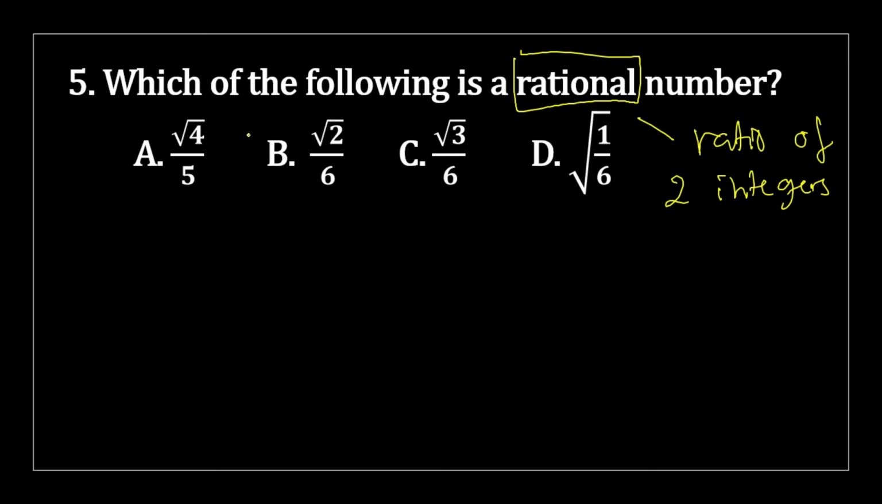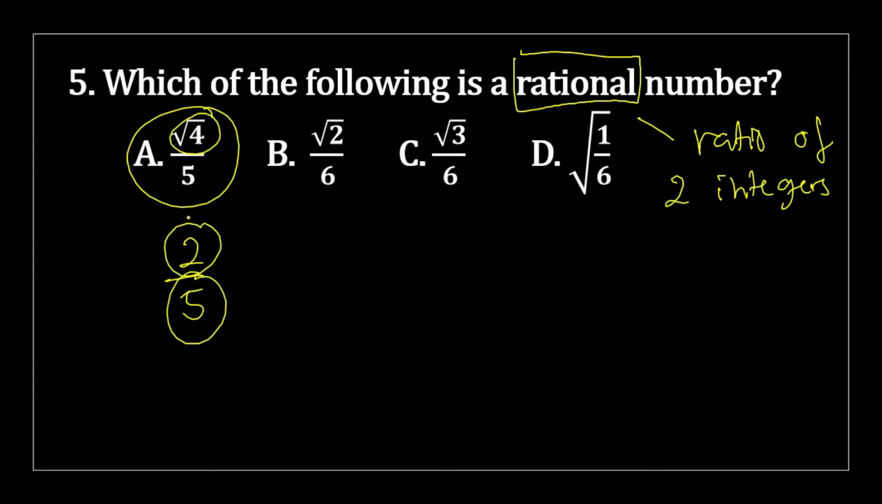So let's check each choice so we can know which of the following is a rational number. On letter A, we can see that the square root of 4 simplifies to 2, so the square root of 4 over 5 is 2 over 5. So this is an integer and this is also an integer. Therefore, we can consider that A is a rational number.